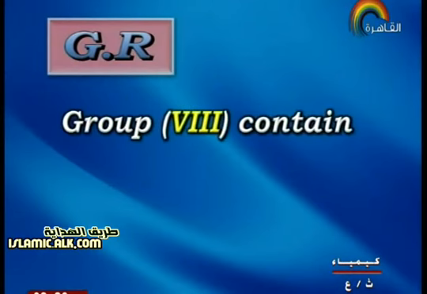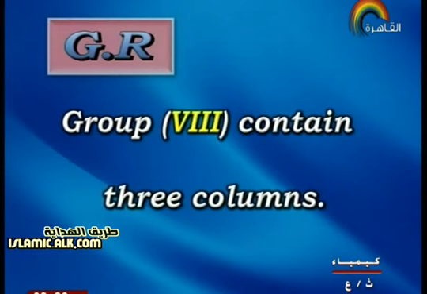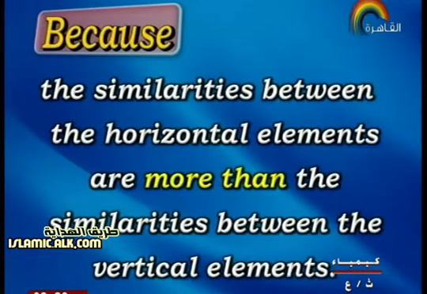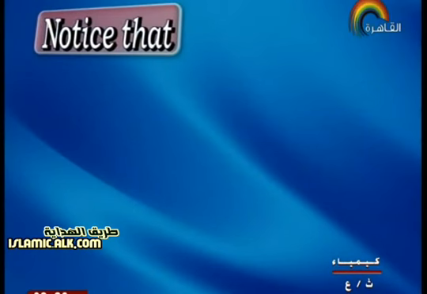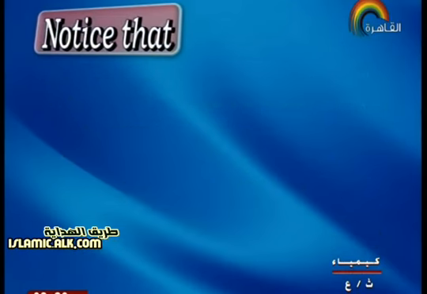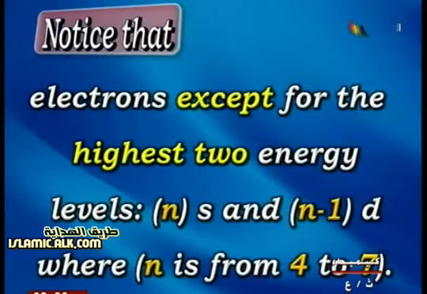My dear students, we have to give a reason at this point. Group 8 contains 3 columns. The reason for that is that the similarities between the horizontal elements are more than the similarities between the vertical elements. My dear students, notice that the lower energy levels for all main transition elements are completely filled with electrons, except for the highest 2 energy levels, which are ns and (n-1)d, where n is from 4 to 7.